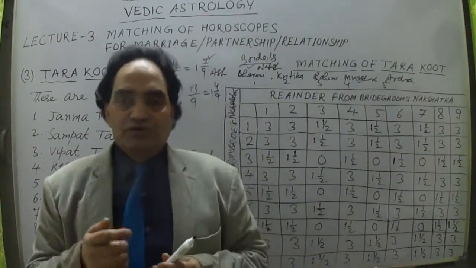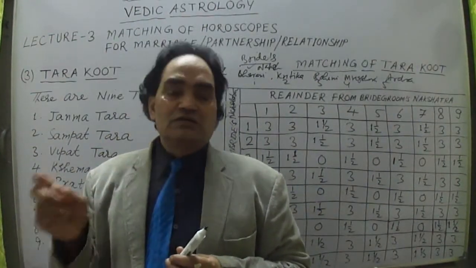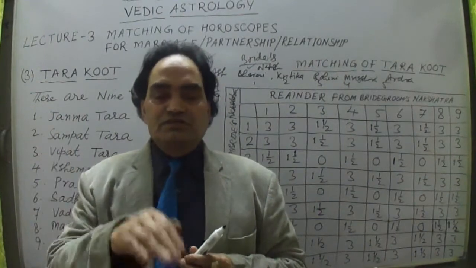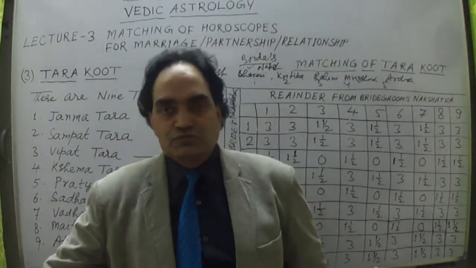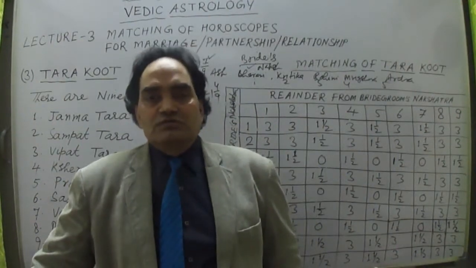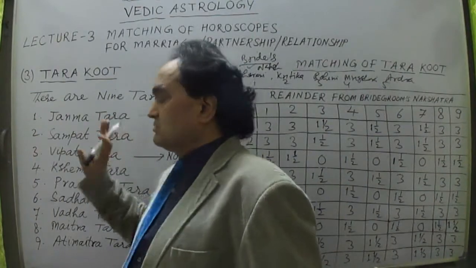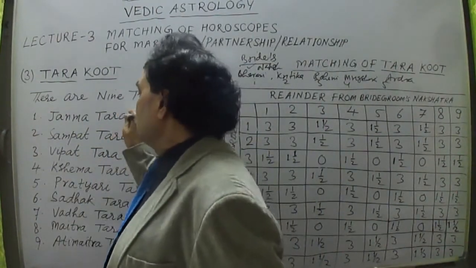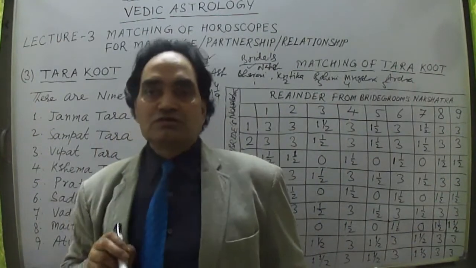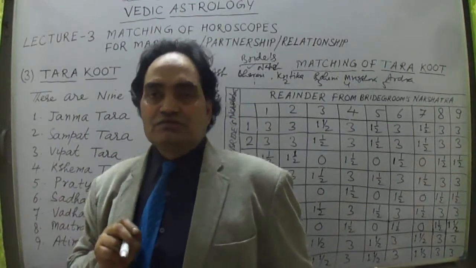If, at the moment when marriage will be performed, the difference between their moon nakshatra and the present nakshatra on that day gives Janam Tara, suppose the remainder is 1, it means Janam Tara is there. If Janam Tara is falling at that particular time, then marriage is not performed for the firstborn children, right?